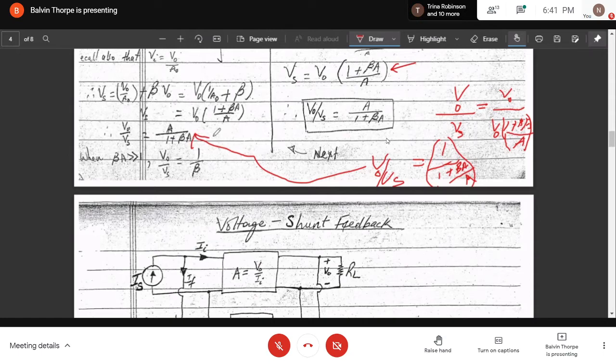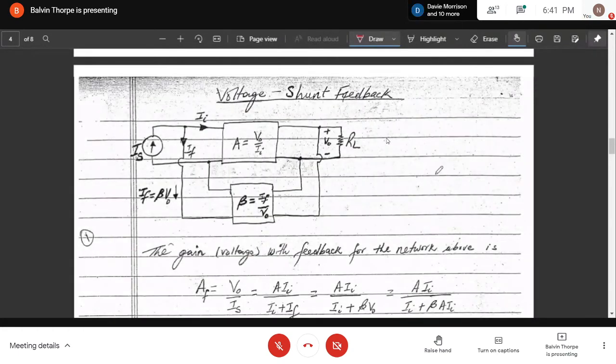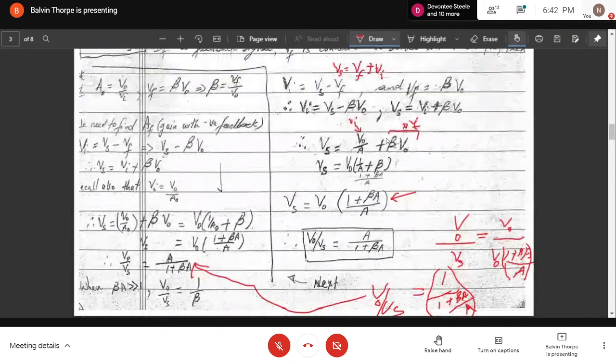Because if A is the gain of the amplifier and you're dividing that by 1 plus beta times A, unless beta times A is 0, which is highly unlikely because A is not 0 and beta is not 0. Because if beta was 0, it means that you would not have had a feedback. So it means the gain of that amplifier is reduced because of feedback. And likewise, we can do that also in this voltage shunt network.